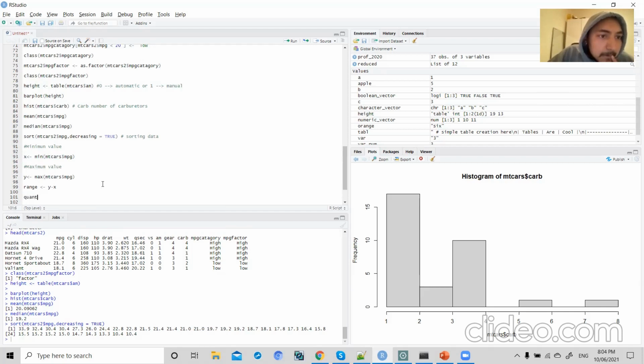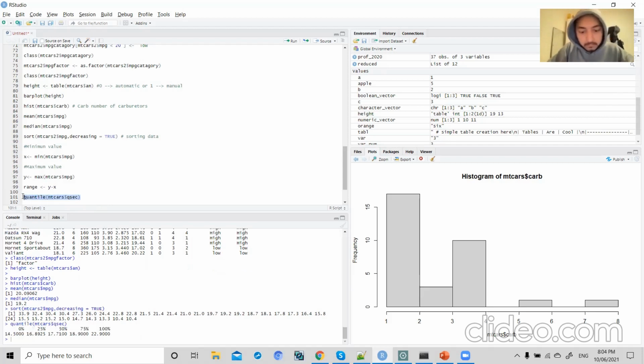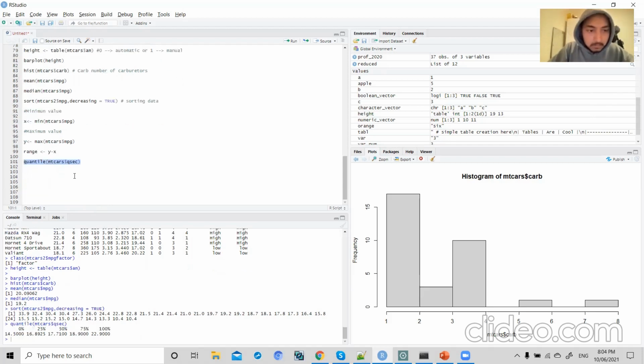We can use quantile to calculate quantiles. Let's say how to calculate quantiles of mtcars dollar sign qsec. This gives you the lower quarter. This 25% means Q1, 50 means Q2, 75 means Q3.